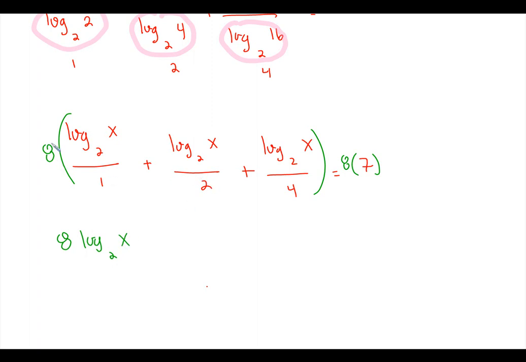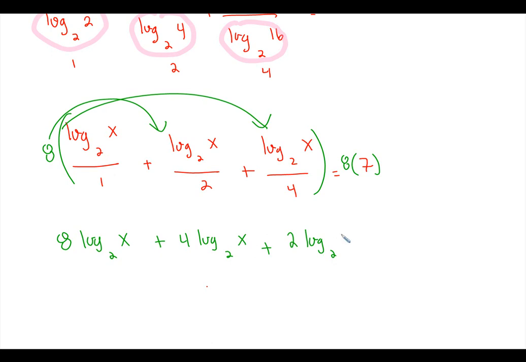Now when I distribute the 8 here, the 2 and 8 are going to reduce and that'll become a 4. So plus 4 log base 2 of x. Then when I distribute the 8 over here, the 4 and the 8 are going to simplify, so then I'll get plus 2 log base 2 of x is equal to 56.